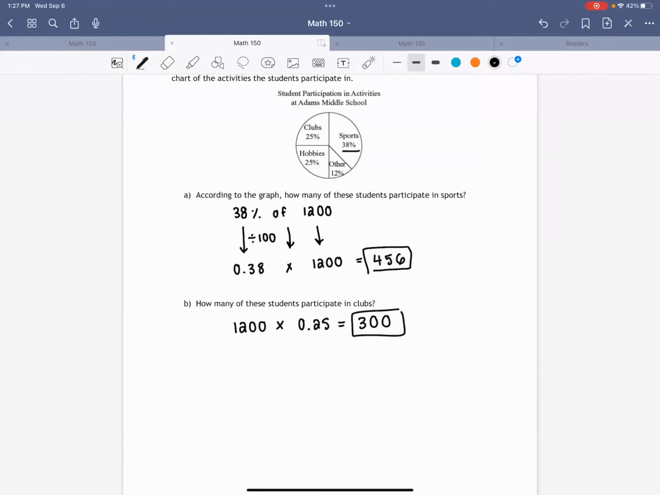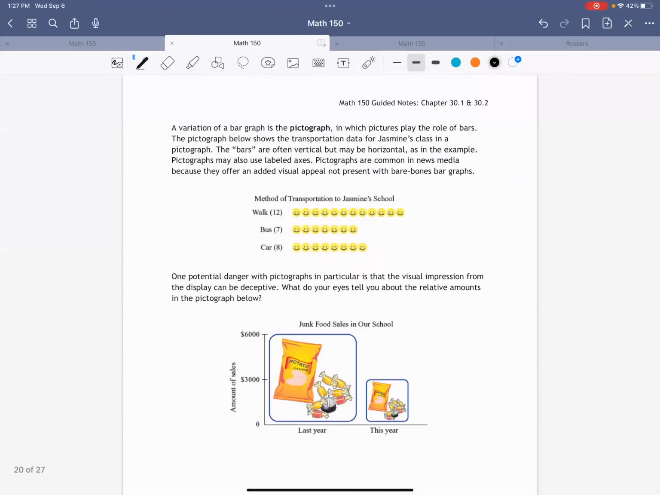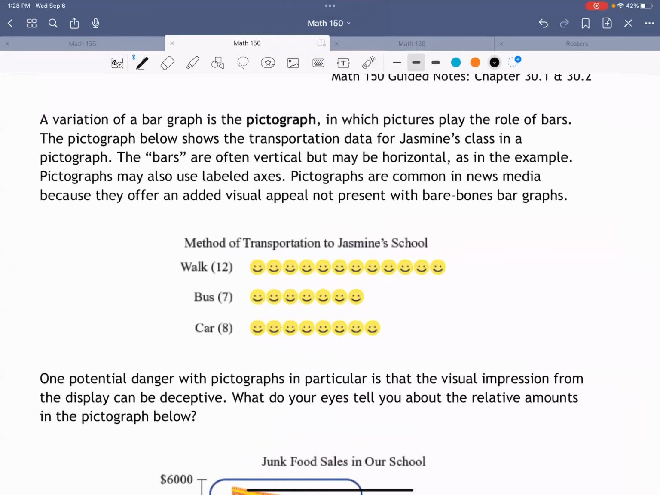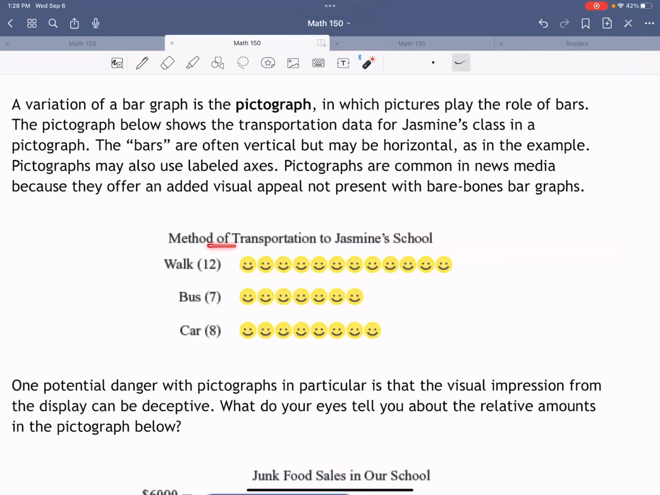Okay. Any questions on pie chart stuff? All right. I just want to talk about one more thing before we talk about quizzes. There actually is one more type of graph that is used a lot when we deal with categorical or qualitative data. We call it a pictograph. It's basically a bar graph, but instead of bars, we have pictures that represent how many times things happen. So for example, we have ways that people go to Jasmine's school.